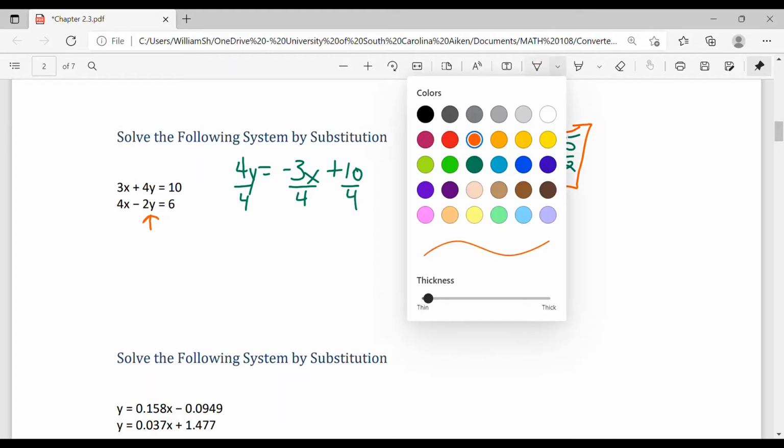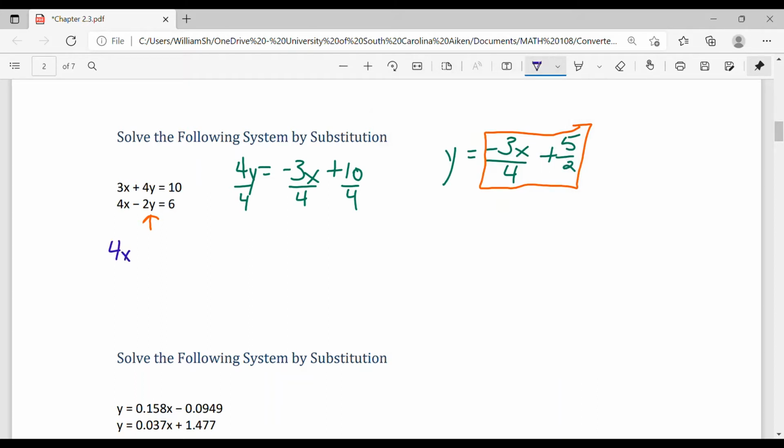So I'm going to go 4x minus 2 times that whole y right there, which is negative 3x over 4 plus 5 over 2, equals 6. Now I have to work on my simplification here. I'm going to leave the 4x alone for now. I'm going to distribute this 2 to both of these terms.